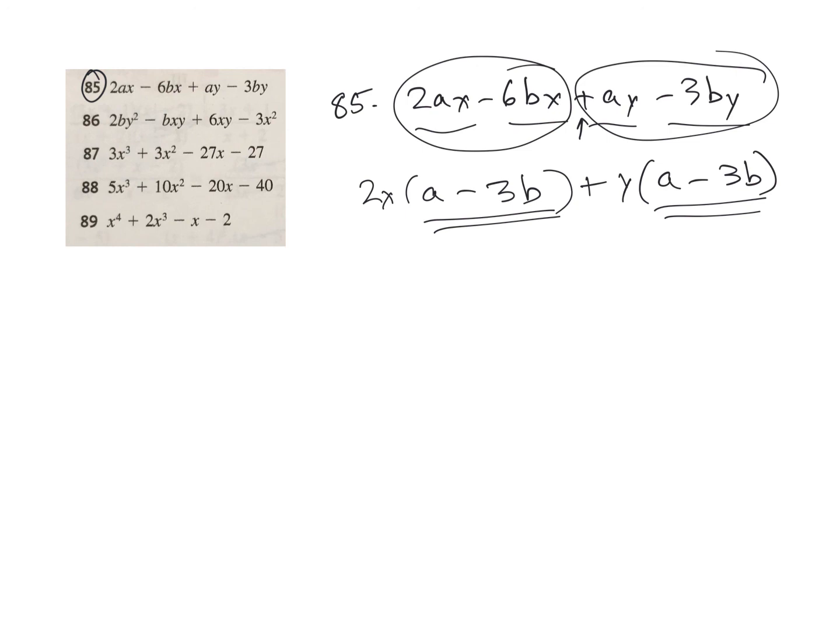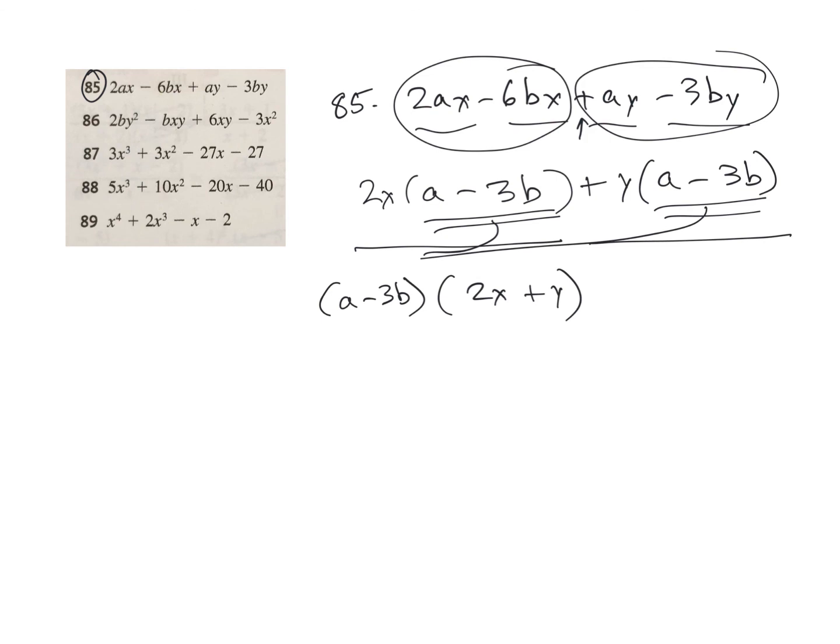So out of this term and now that term, those two groups, the common thing is the parentheses of a minus 3b. So if we take that and factor it out, we are left with 2x plus y. And that is what you do with factoring by grouping.